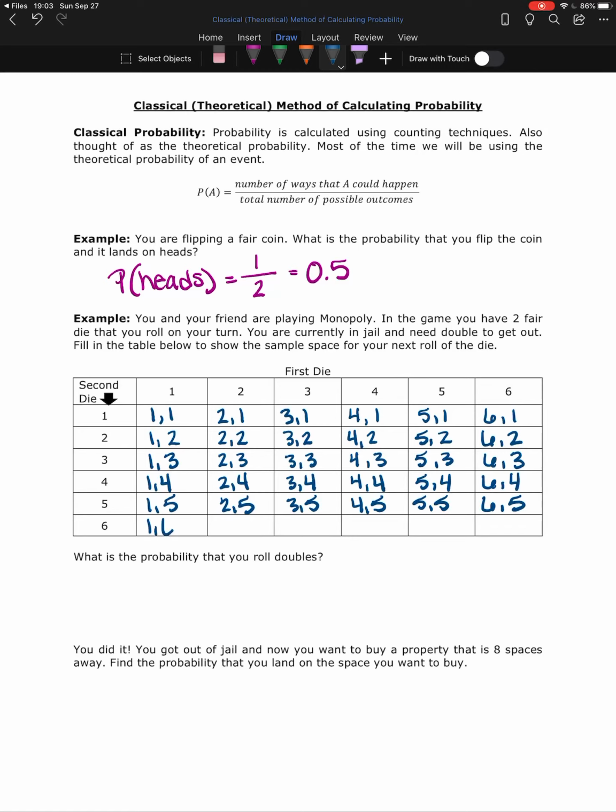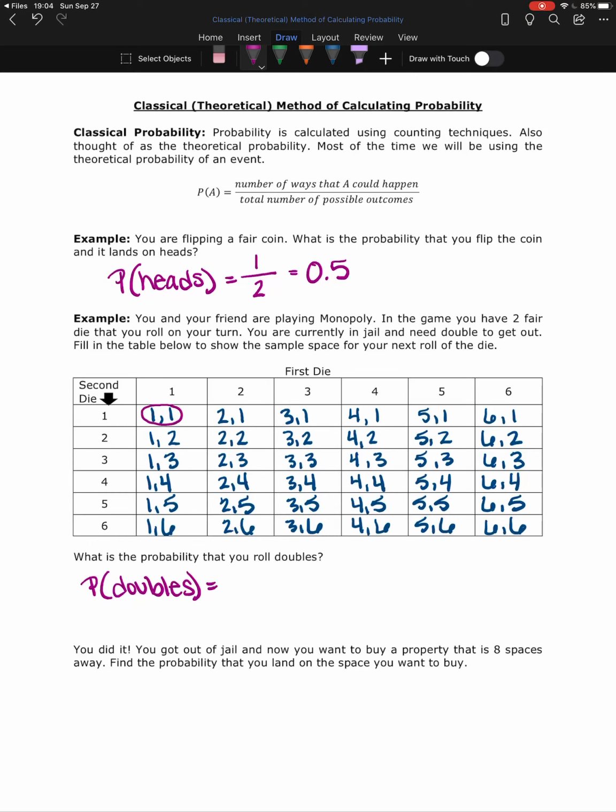And last column, and here we have the sample space for rolling 2 die. We have all of the possible outcomes if I roll 2 die. So now we want to find the probability that we roll doubles. So I want the probability of doubles. So doubles means that both of the die have the same number on them. So I need to find the number of ways I could get doubles.